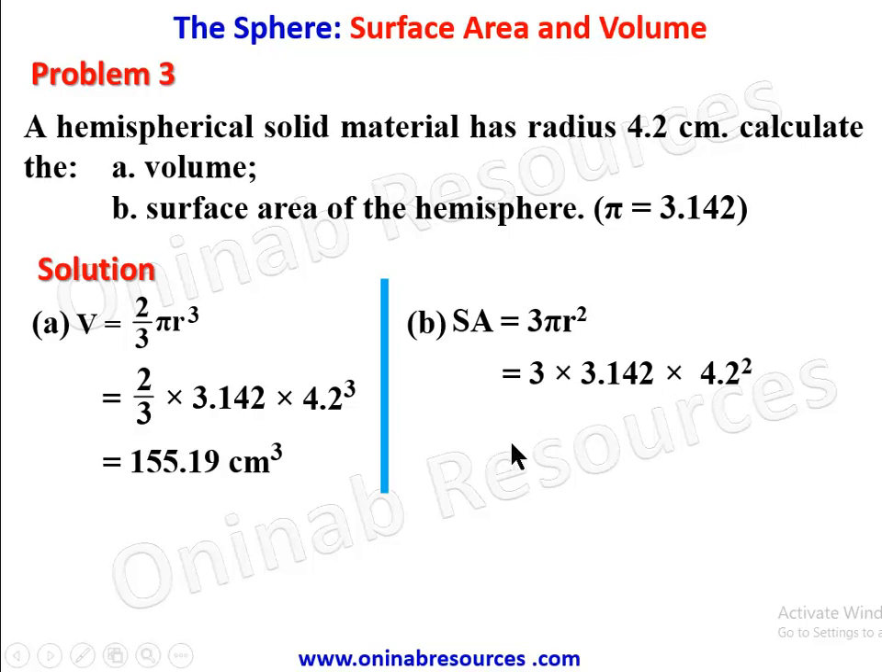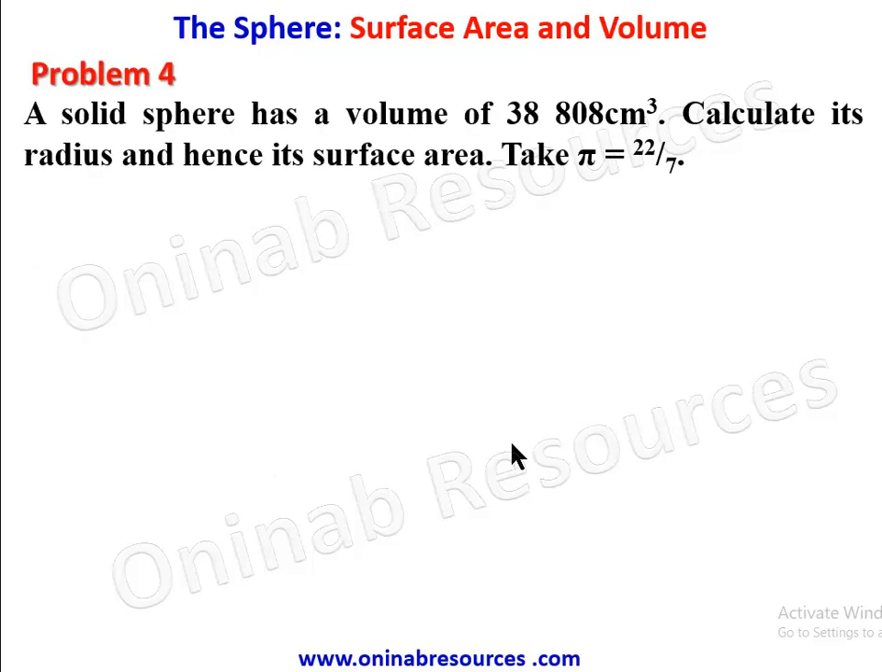Simplifying this from our calculator, we have the result to problem 3b to be 166.27 square centimeters. And that's the end of solution to problem 3. We go to problem 4. For problem 4, a solid sphere has a volume of 38,808 cubic centimeters. Calculate its radius and hence its surface area. Take pi equal to 22 over 7.